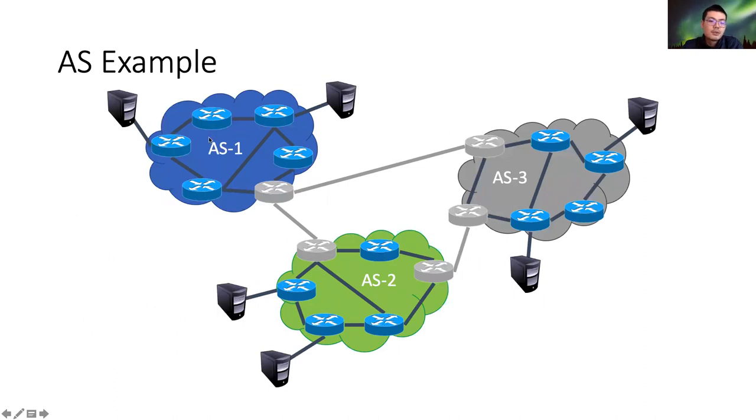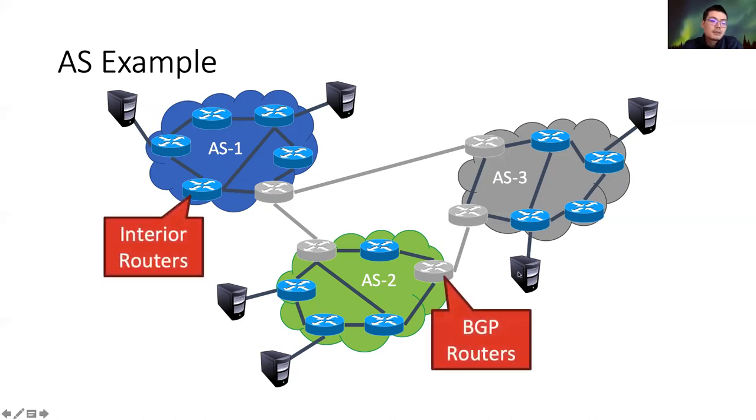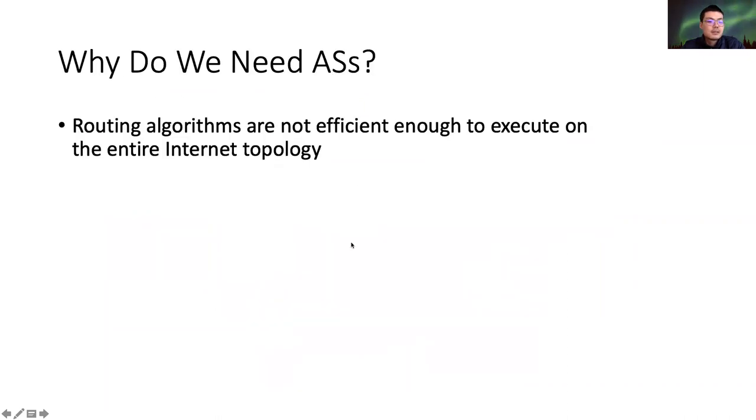So, for example, you can route a packet from AS1 to AS3 via AS2. Or you say, I don't want to route through AS2, then I can route directly. These are handled by BGP, which we will see in later slides, not the current slide. Interior routers are those routers inside the same AS. BGP is the border gateway protocol. These routers are on the border of your AS, which means you have at least a port linked to some router outside your AS, while interior means totally inside.